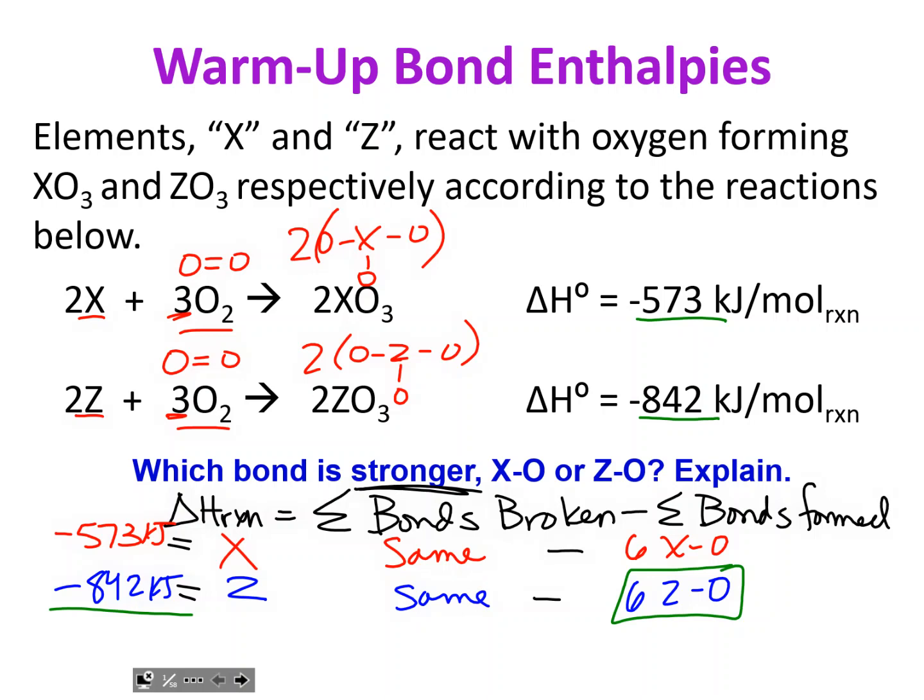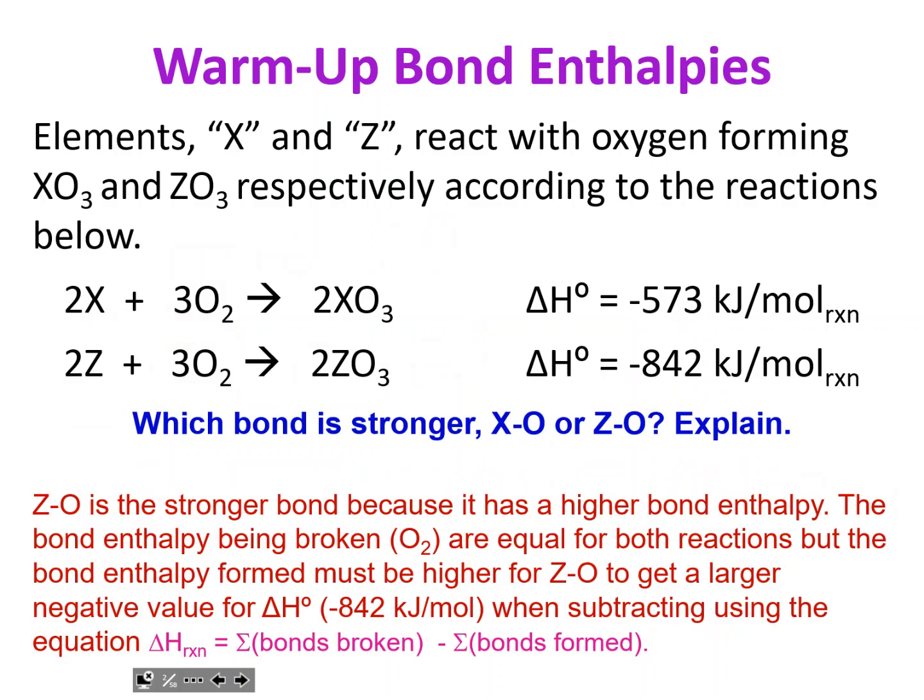So here they give you delta H's and they're asking for the stronger bond. You would go straight to the bond enthalpy equation, bonds broken minus bonds formed, because then you're looking for the bond energies. And remember, bond energy is a measure of the strength of the bond. The higher the number, that's how much energy would have to be inputted in order to break that bond. So in order to explain it, this is what I put. Z to O is the stronger bond because it has a higher bond enthalpy.